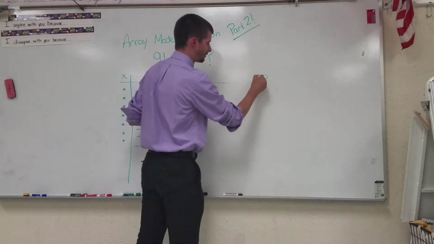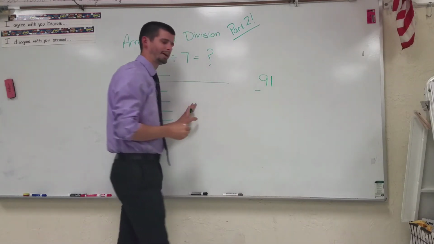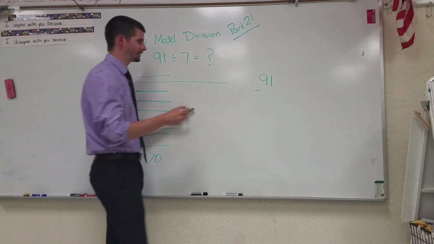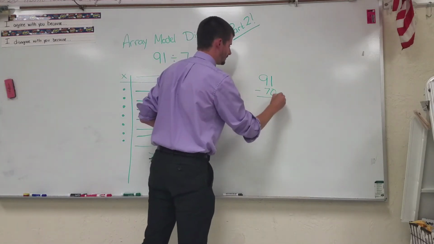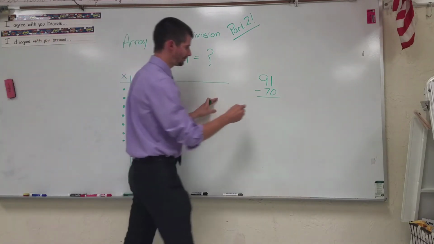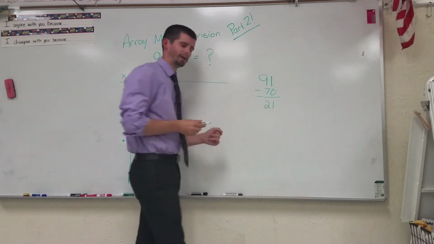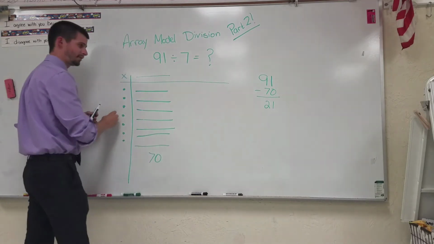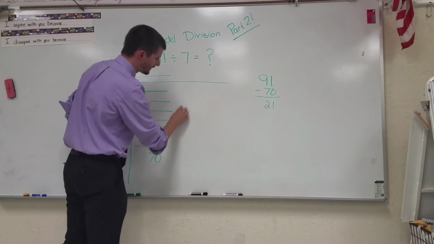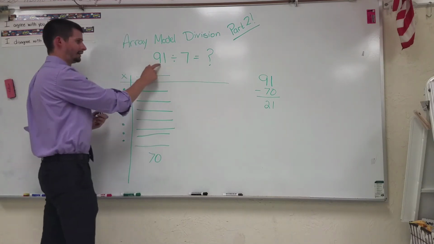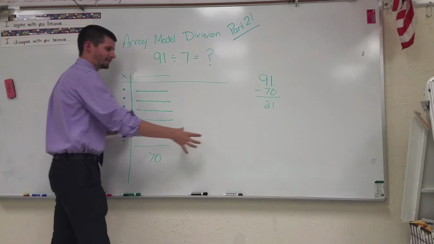Well, I can figure that out by taking however many I need and subtracting what I have. So this time I'm going to subtract my 70. I already have 70. I don't have to worry about that. Now I'm left with 21. So now I need a 7 by something array that gives me 21. Because to get to that 91, I need to have 70 and something else.